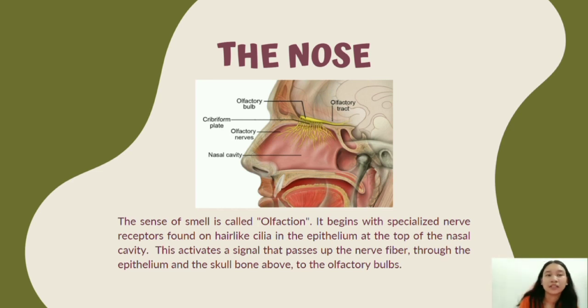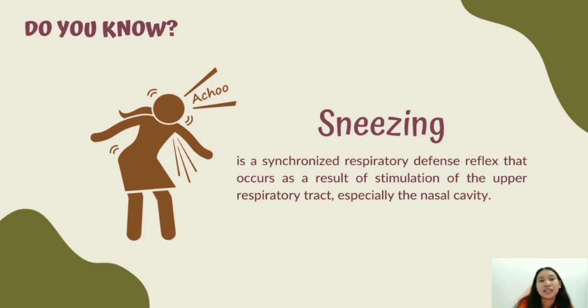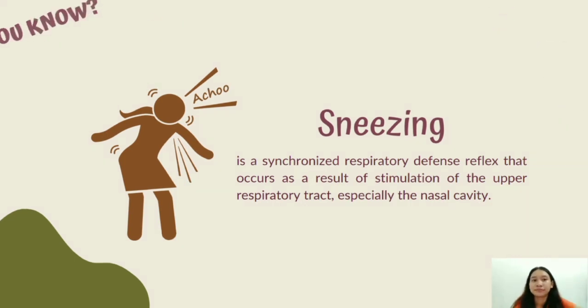The olfactory bulb is a rounded mass of tissue that contains several types of nerve cells that are involved in the sense of smell. Olfactory bulbs contain neuron cell bodies and transmit information along the cranial nerves, which are extensions of the olfactory bulbs. They transmit a signal down the olfactory nerves to the olfactory region of the cerebral cortex. Do you also know that sneezing is a synchronized respiratory defense reflex that occurs as a result of stimulation of the upper respiratory tract, especially the nasal cavity?